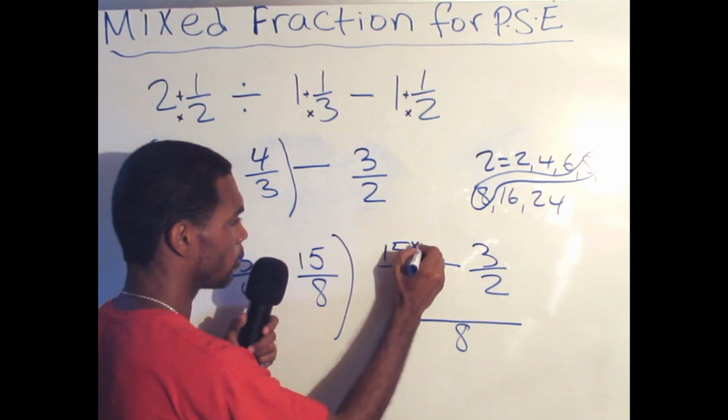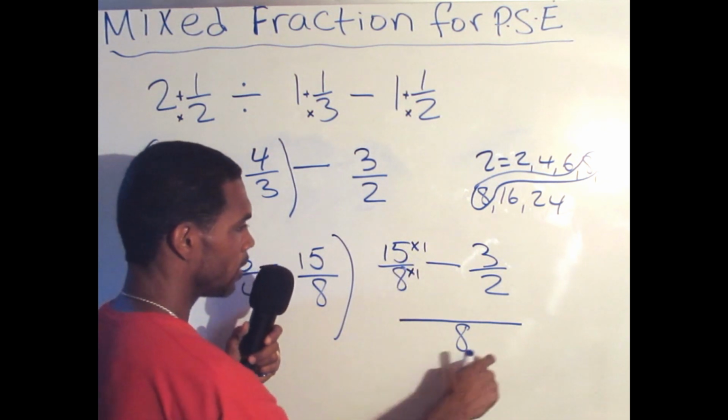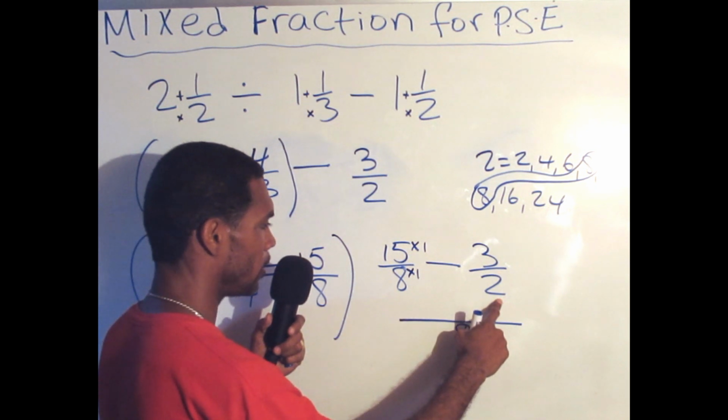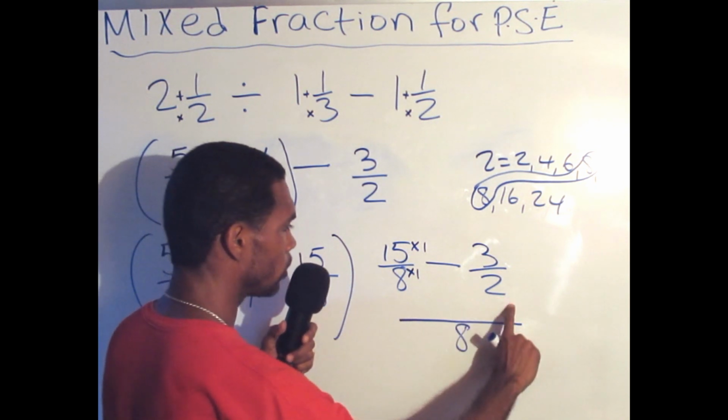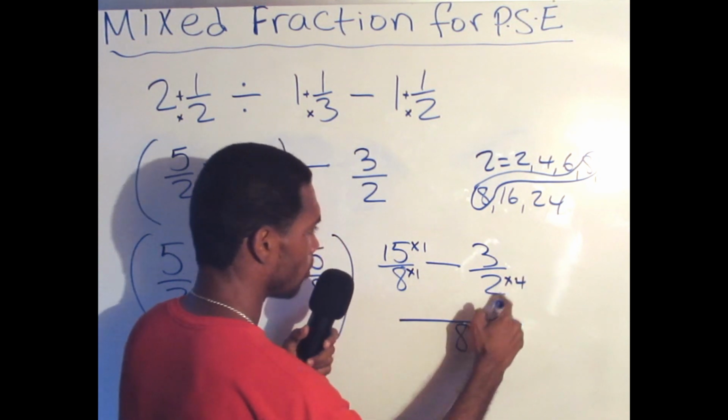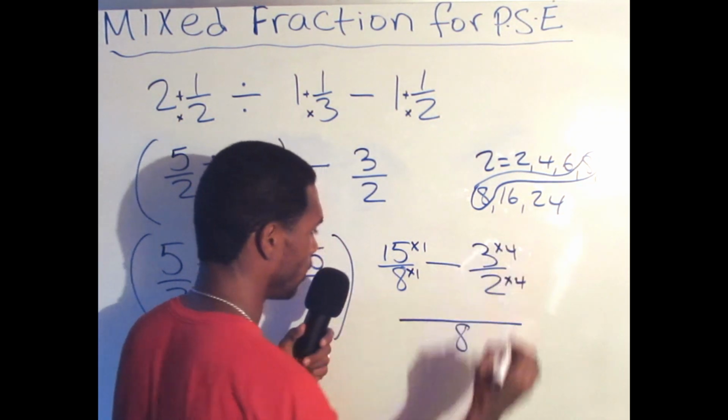So I'm going to carry up the times 1. Then I will go to the 2 and do the same thing for my denominator. So I'll ask myself, 2 times what gives me 8? And I know it's 2 times 4, so I'm going to put my times 4 here.